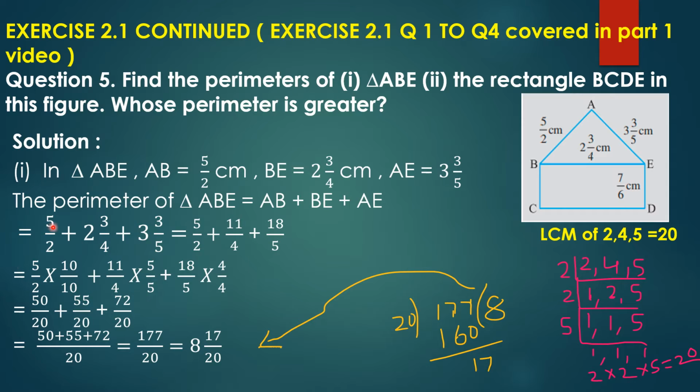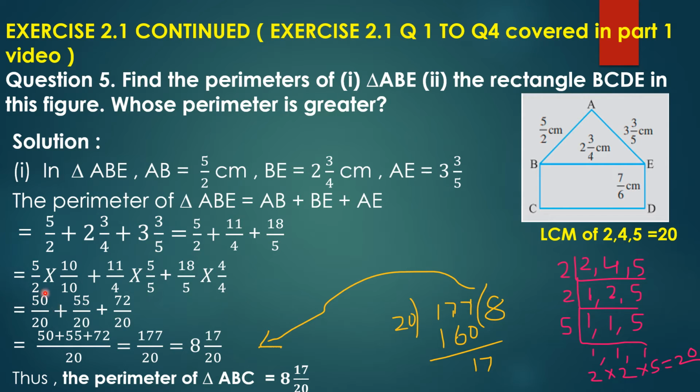Therefore 5 by 2 will become 5 by 2 into 10 by 10, because here the denominator should be 20, meaning we have to multiply the denominator with 10. When we are multiplying the denominator, multiply the numerator also. So this will become 5 into 10 divided by 2 into 10 plus 11 by 4 into 5 by 5 plus 18 by 5 into 4 by 4.